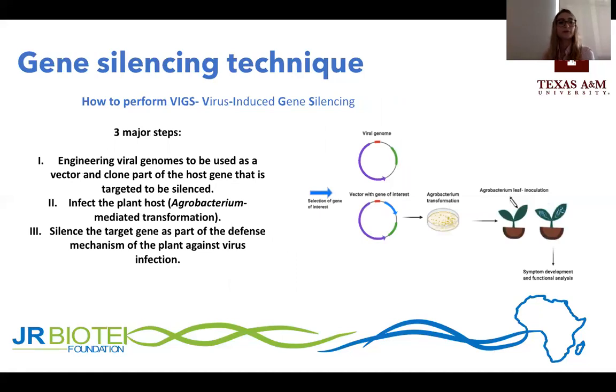So here are the three major steps for performing VIGS. First, you are going to select the most suitable virus vector, and you are going to engineer the vector with the region of your gene that is going to be targeted for silencing. Then you are going to proceed with Agrobacterium transformation and plant inoculation. And in about 2 weeks, you can assess the symptom development and do your functional analysis of your gene.